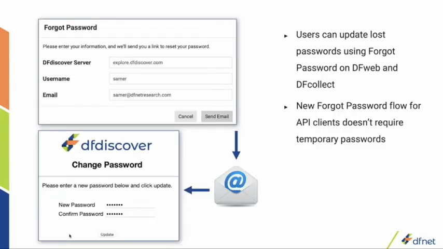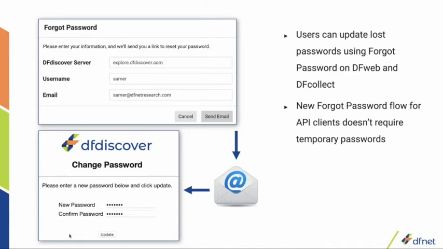The final new feature is that there's now the forgot password functionality in both DFweb and DFcollect. Due to some of the constraints and security considerations when dealing with a public API, though, we've modified how the forgot password flow works, so that it's different than what you get in DFexplorer. So DFexplorer is still able to use the current forgot password flow.